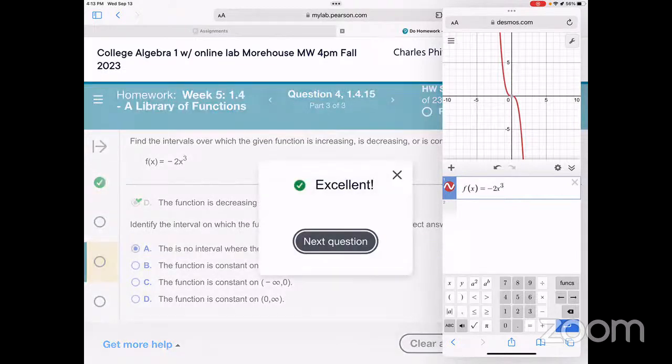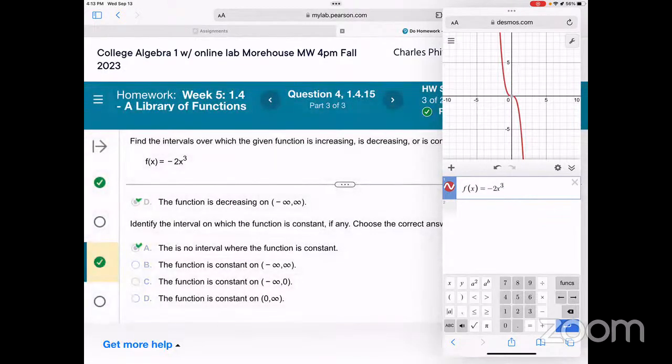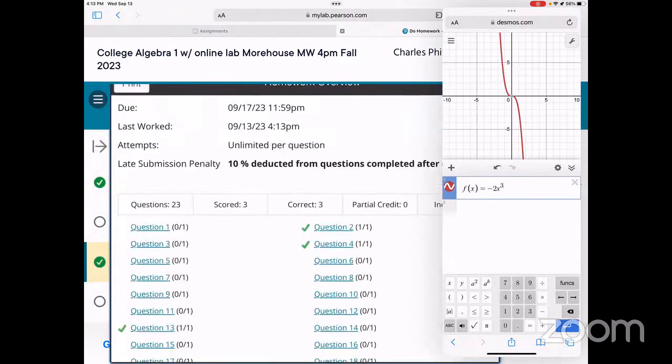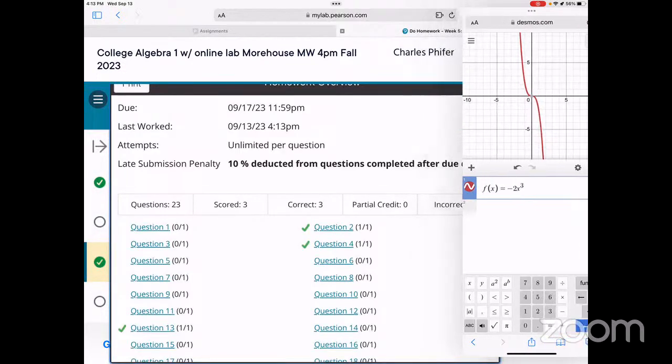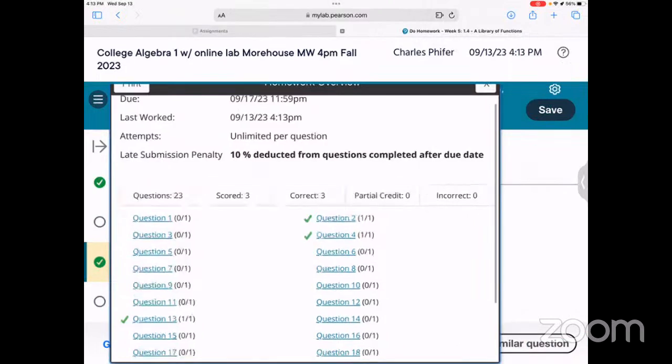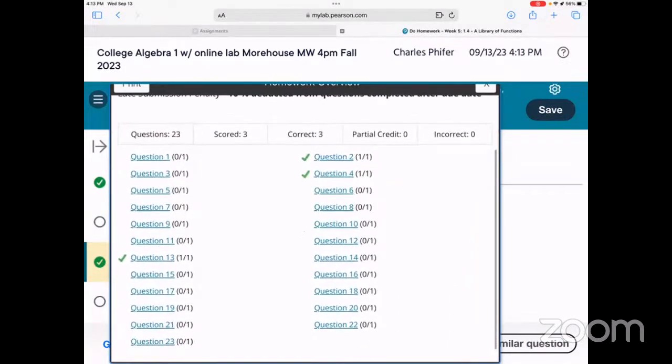Hey, Google, give me a random number between 1 and 23. Here's a random number, 13. Okay, so let's do 14 since we already did 13.